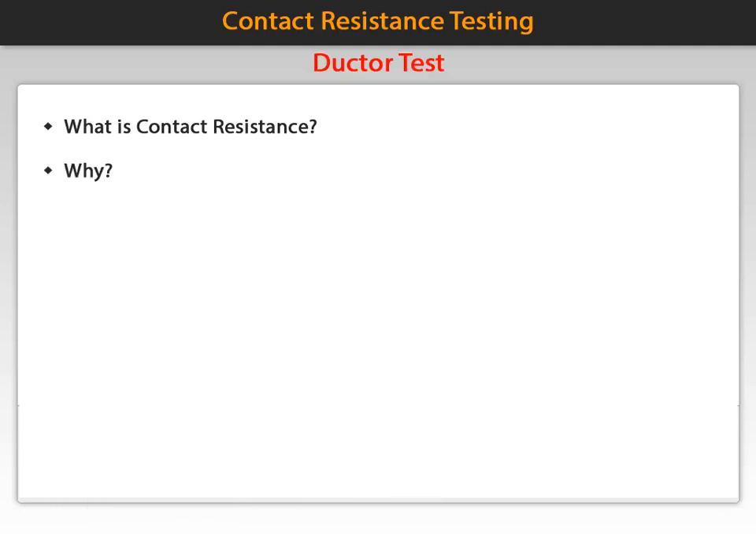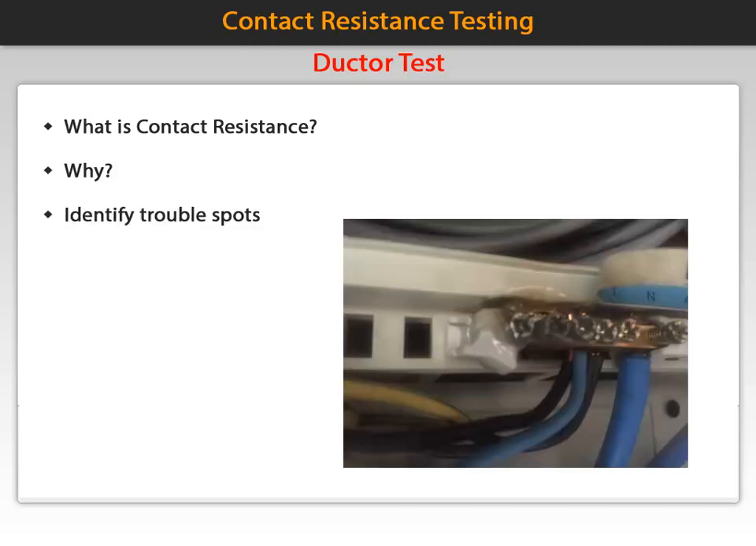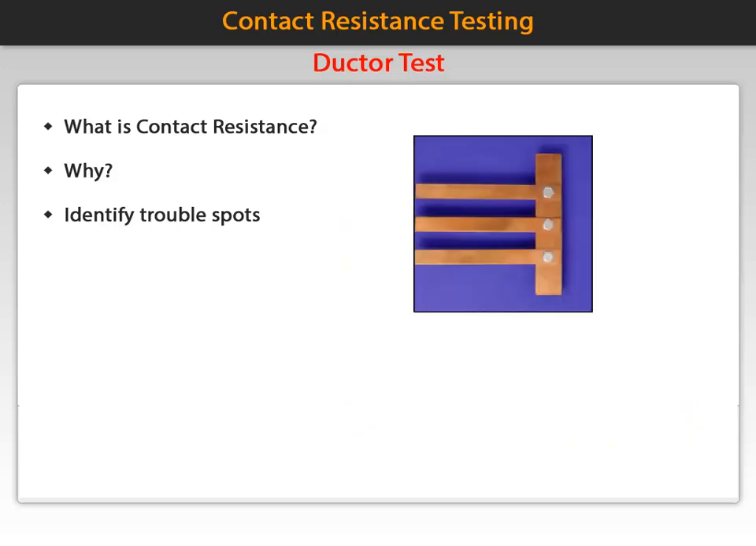Now, why is this test important? Measuring the contact resistance helps identify corrosion on the contact surfaces and allows contact corrosion to be diagnosed and prevented. The test can identify potential trouble spots such as loose connections, proper torque of bolted joints, and contact erosion.